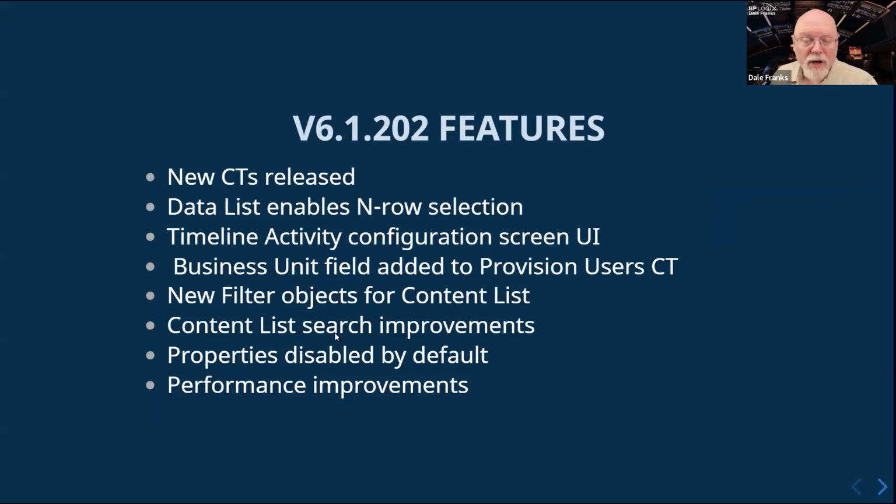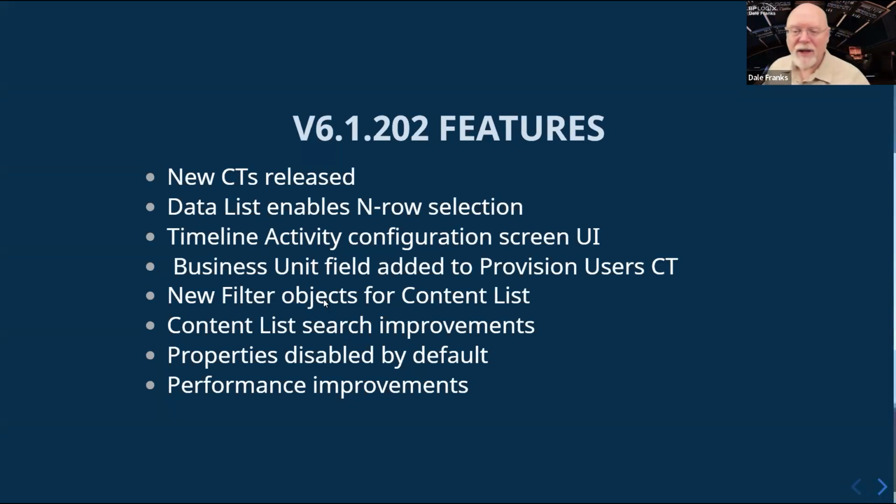The provision user CT we have added. I don't know whether this is a feature or a bug fix, but previous versions of the custom task did not include the business unit field when you were provisioning users. All of the other fields were there, but for whatever reason, the business unit field was not. It is there now. So you can obviously get the new provision user CT, even if you don't upgrade to version 2.02, and you can have that available for you.